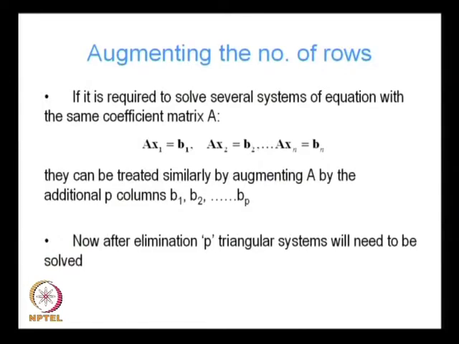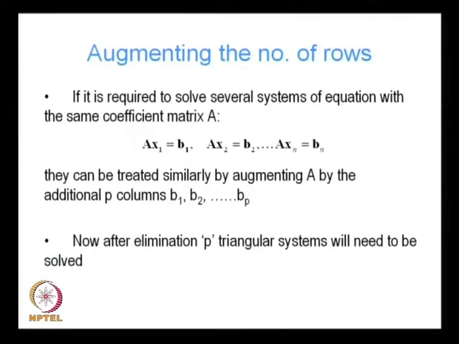So, if it is required to solve several systems of equations with the same coefficient matrix A, that is, we are interested in solving several systems Ax1 equal to b1, Ax2 equal to b2 through Axp equal to bp, that is, the right hand side is changing but the coefficient matrix remains the same, then we can augment A by including the additional p columns b1, b2 through bp, and increasing the size of the matrix from n by n to n by n plus p. So, after elimination, we will have to solve p triangular systems for each of the right hand sides b1 through bp.